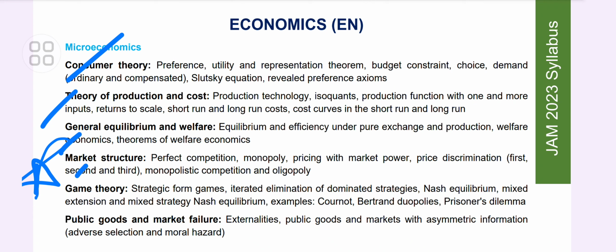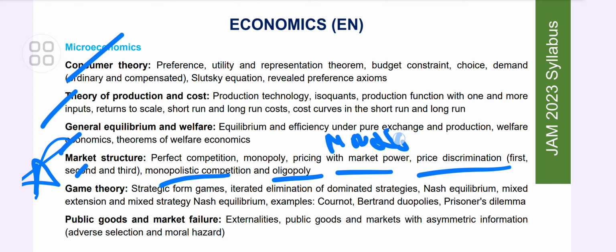Market competition, perfect competition, homogeneous market, monopoly, single seller, pricing with market power, price discrimination, the difference under monopoly with respect to price and MR, we can understand. It will help one to understand monopolistic competition, oligopoly, and also one thing which is not mentioned, that is monopsony.